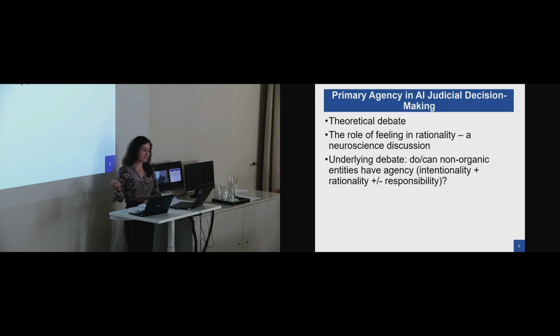Then the limits of primary agency in AI judicial decision-making, I think, are more of a theoretical debate, as I said, because we do not have primary AI agents yet. I think this is a discussion about the role of feeling and embodiment in rationality, and this is a neuroscience discussion. I think that the underlying debate from what I've read is basically, can or do non-organic entities have agency? Can they develop it? And this is, again, way beyond my research capabilities, but I do think that this is the gist of the problem in that area.